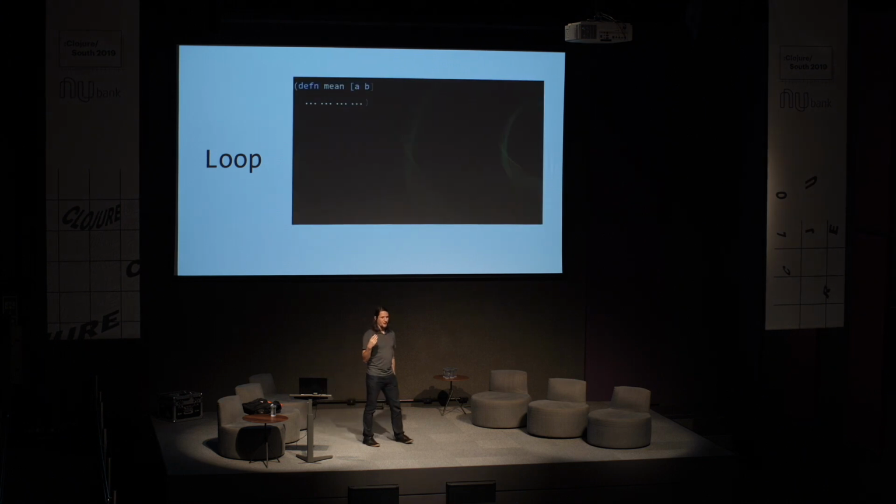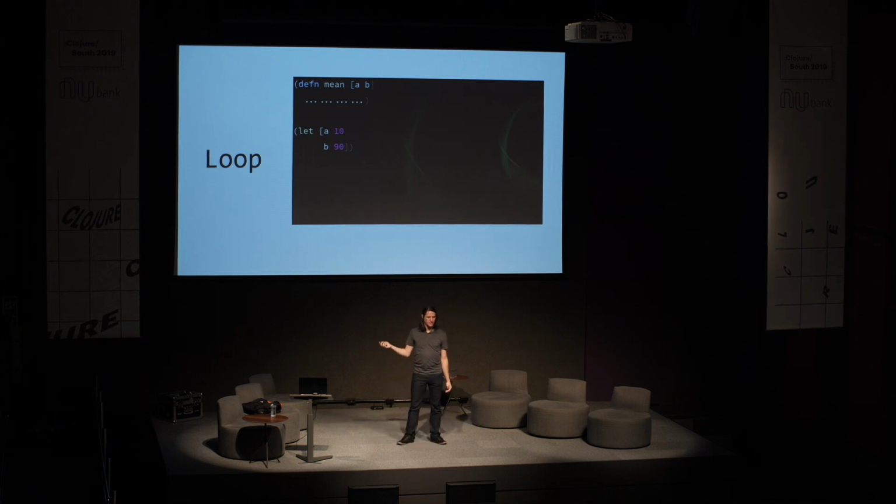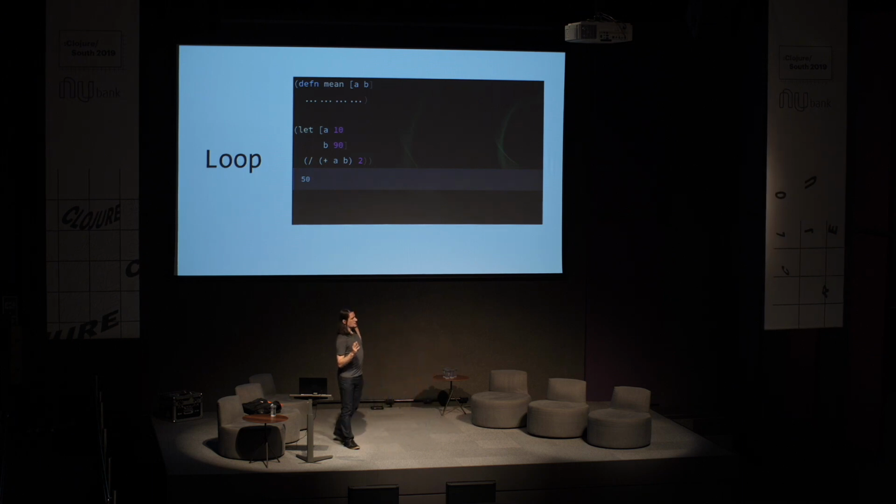So let's imagine how REPL-driven development becomes in this context. Let's suppose I am defining a function called mean, and the mean function is just the mean of two numbers. And if I want to implement this, I will probably today start with some seed data. So A is 10, B is 90, and then I will run this part of code. I will type it and run, and it seems that everything is all right. Seems like I got it right.